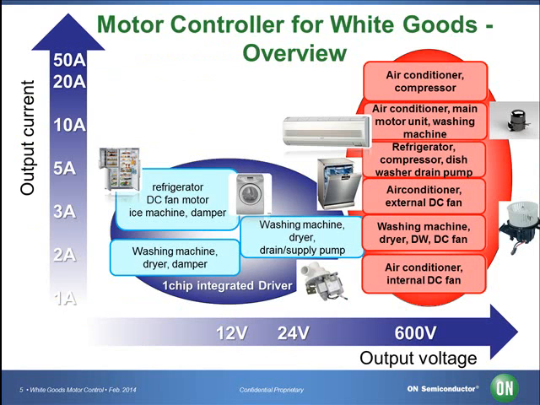We will now look in detail at each function within the applications to better understand their unique requirements and how to optimize efficiency in each one. As you can see, these white goods span a broad range of output currents as well as high voltage requirements, and motors and their control ICs must be able to optimize each of them.